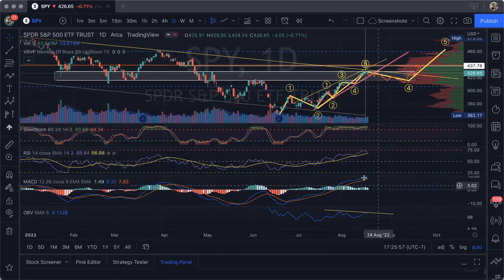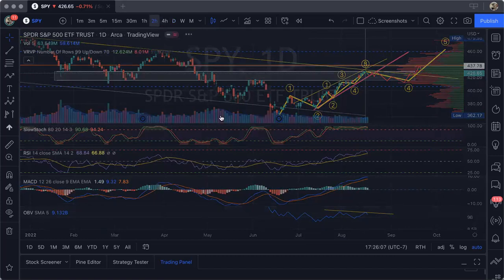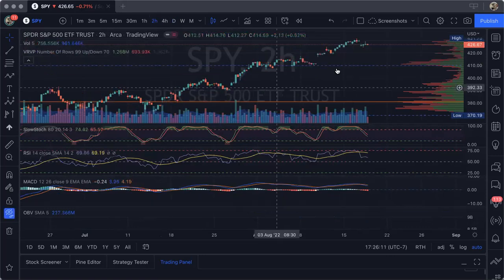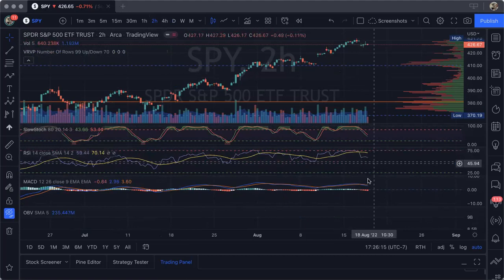RSI curl, stochastic, still extremely high up there, right? But just remember, it doesn't mean it can't keep fluctuating up here and keep making higher highs. So let's go in closer. Let's go 2 hour and 1 hour. I'll just take off, we're just looking for divergence here, if you may.